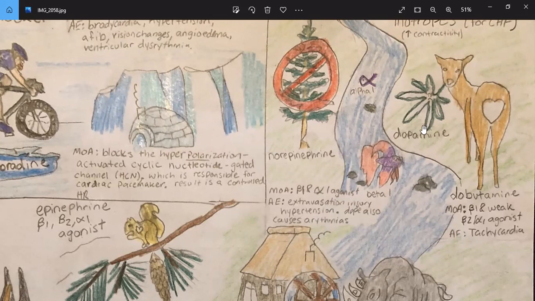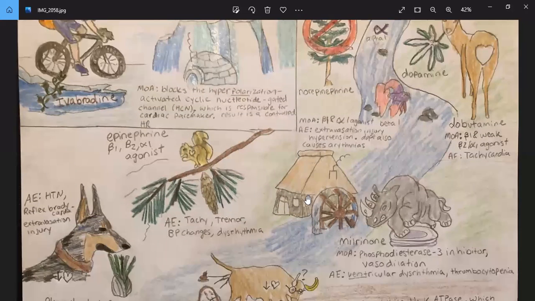And then dopamine here, in addition to also having the adverse effects of your extravasation injury and your hypertension, can also cause arrhythmias. And then dobutamine causes adverse effects of tachycardia, which is why this little butt is in the shape of a heart for tachycardia.